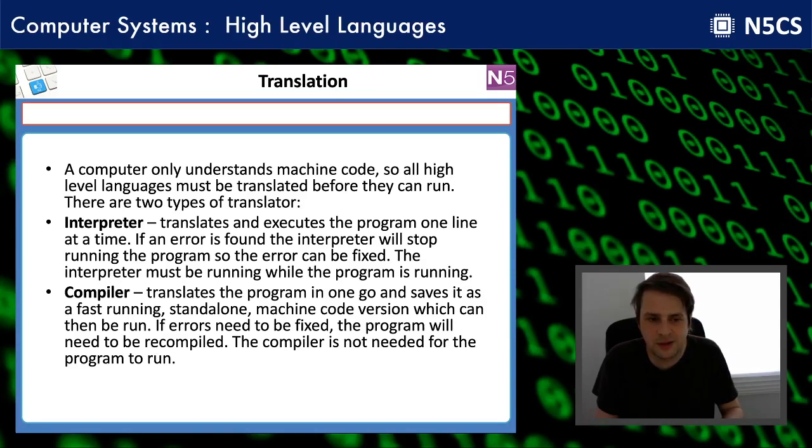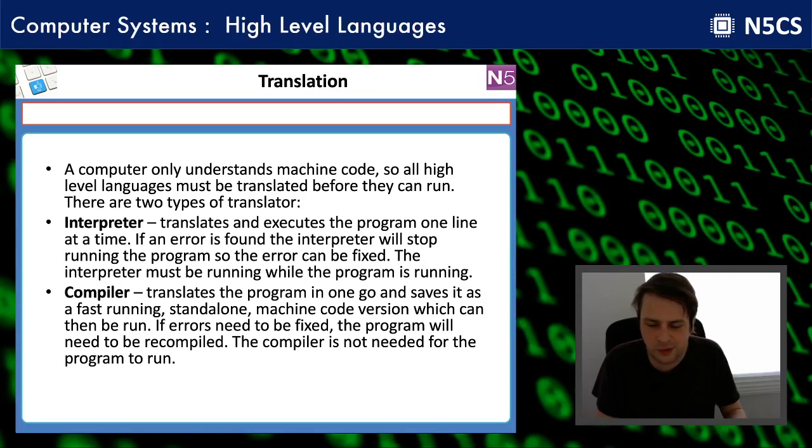A compiler translates the program in one go, saves it as a fast running standalone machine code version which can be run on any computer that uses that machine code. If there's errors in the program, like errors where it still runs but does the wrong thing, you'd need to recompile the whole program, and it's not needed to use the compiler ever again.